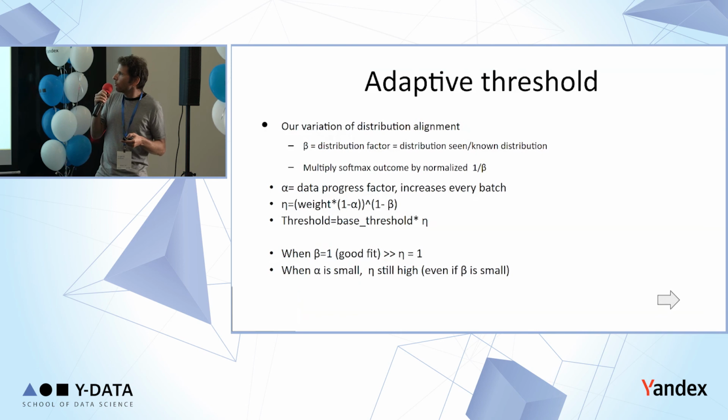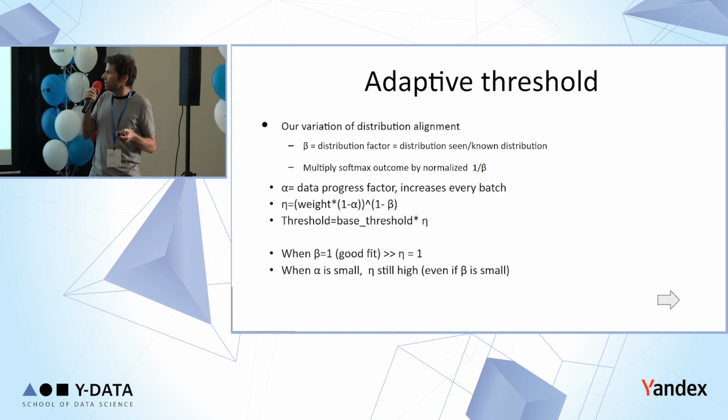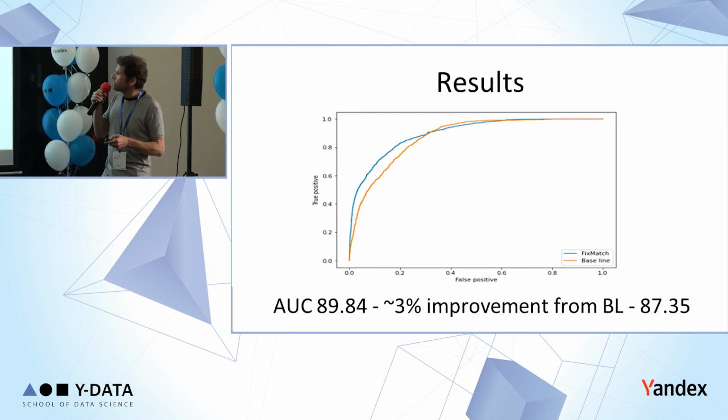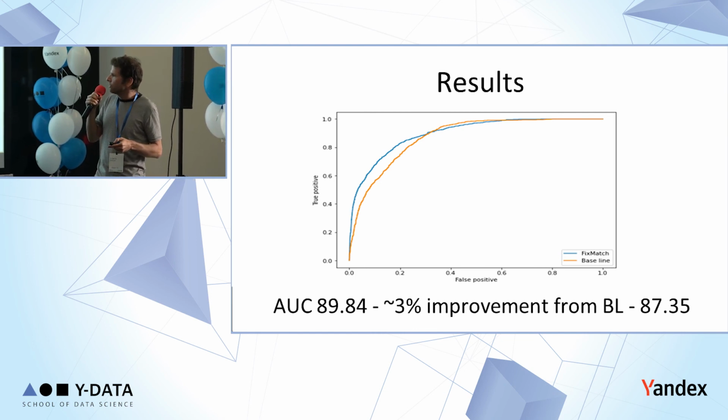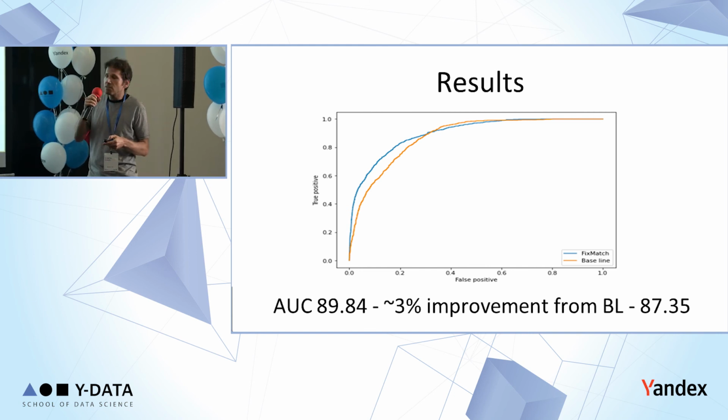So we made 3 changes. We added this alpha, the data progress factor. We created this eta, and we changed the threshold. We adapted the threshold to change according to both the data and the distribution. And it worked. We got a very nice improvement, AUC of 89.84 instead of the baseline of 87.35. You can see the improvement also in the ROC curve.